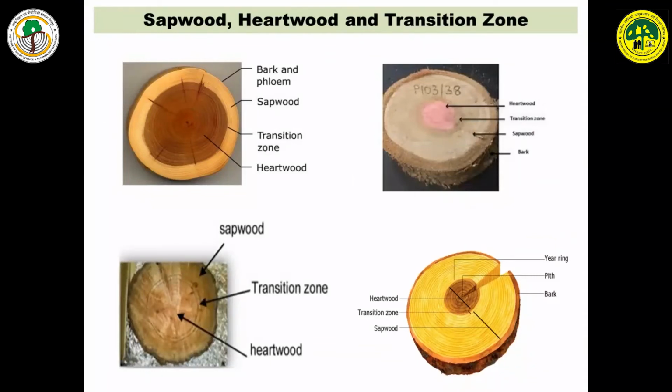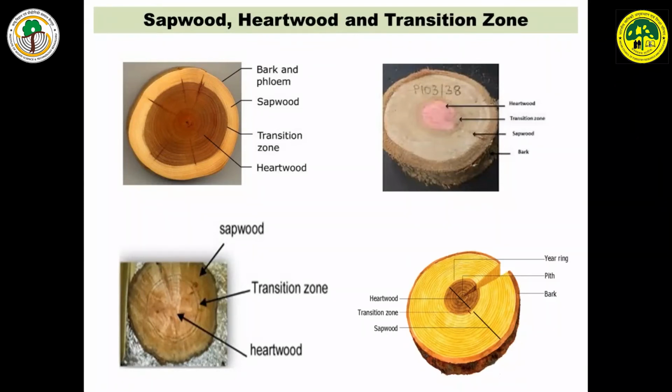Now, sapwood, heartwood, and transition zone. Sapwood is the outer, lighter part, as you can see from the figure. The inner colored part is called the heartwood, and there is a transition zone between heartwood and sapwood, where the heartwood doesn't end abruptly.